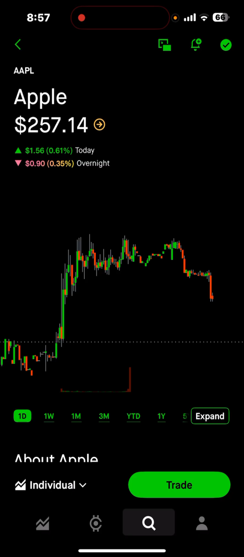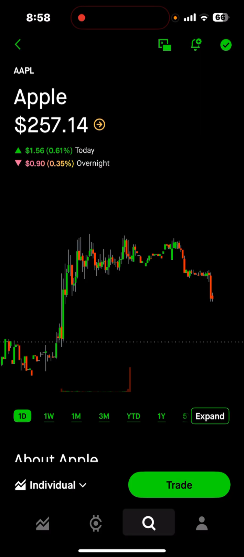Okay, so this is Apple. Right now Apple is sitting at $257.14. You want to sell put options. You want to buy Apple at the lowest price. The reason you want to sell options is because selling options gives you consistent income. They generate consistent income, and potentially you can buy that stock at a cheaper price.